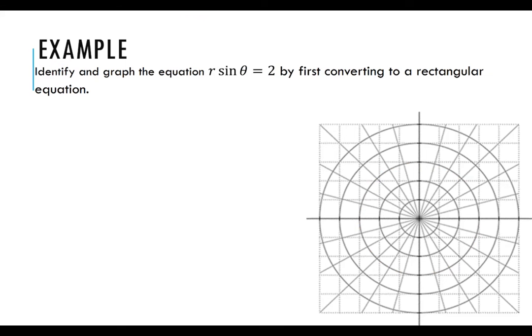Now we want to do the exact same thing here. We have r sine theta is equal to 2, but recall that y is equal to r sine theta, and so that is y is equal to 2. And if y is equal to 2, what does that graph look like? Well, y being equal to 2, there it is right there. That's y is equal to 2. And this is a horizontal line.